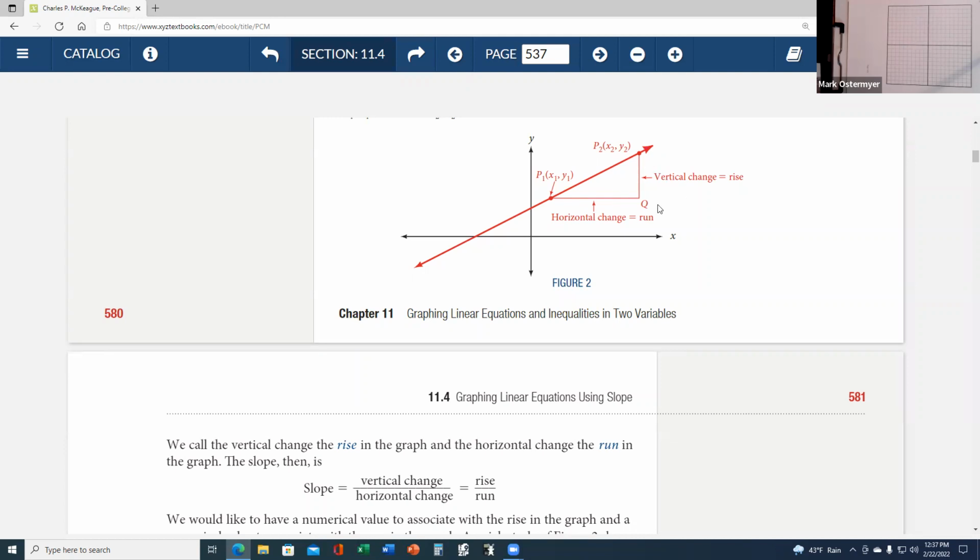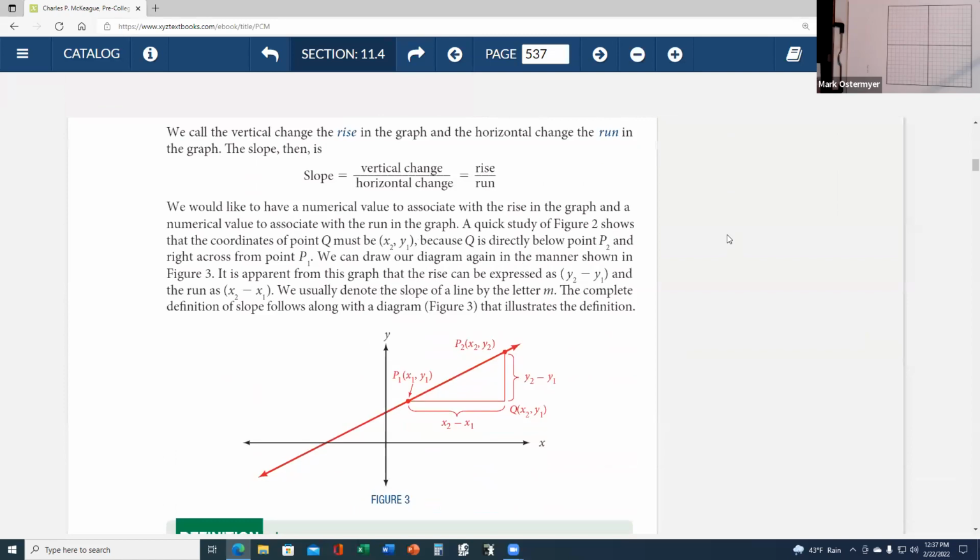As it turns out, ladies and gentlemen, the slope of this line is going to be equal to the ratio of the amount of rise to the amount of run. So the slope of a line is the vertical change versus the horizontal change we experience as we move from one point on a line to another point. It's called rise over run.